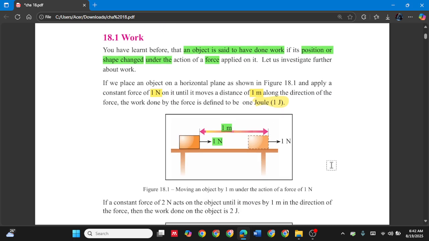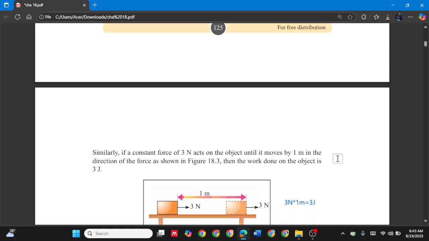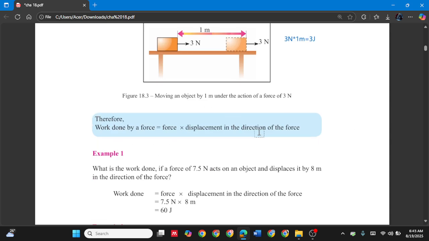Write like this: 1 Newton. You have to write the multiplication mark. I use this star because I can't find it here. And 1 meter is equal to 1 Newton meter, equal to 1 joule. Okay, so write it. After that, write this blue color box. Therefore, work done by force equals force multiplied by displacement in the direction of the force.